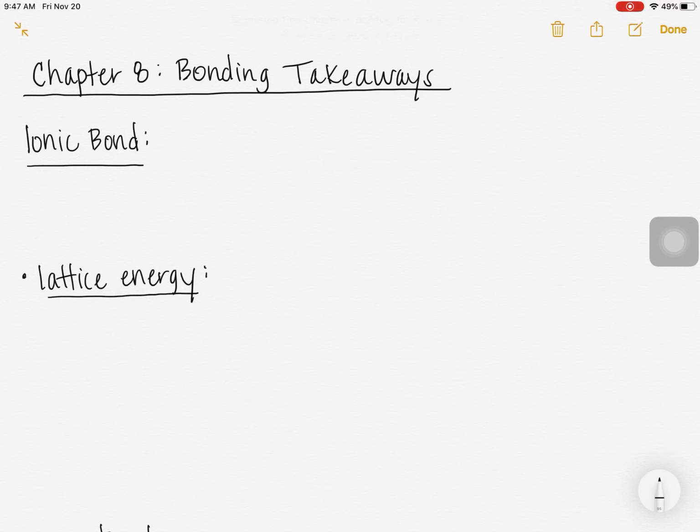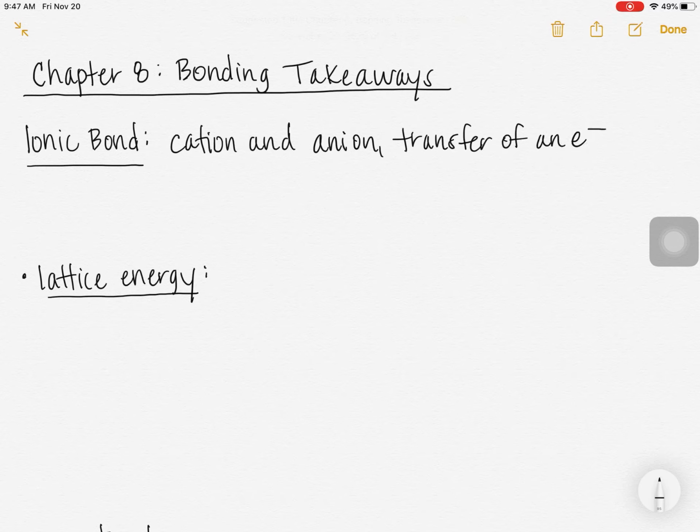So at the beginning of Chapter 8, we started talking about ionic bonds, of course, which exist between a cation and an anion. They involve the transfer of an electron.